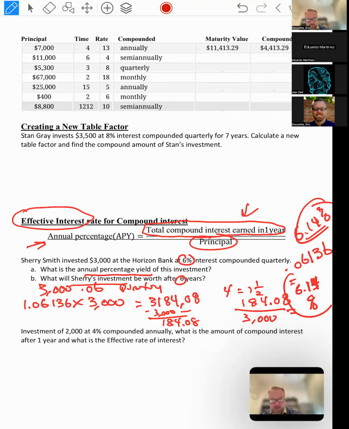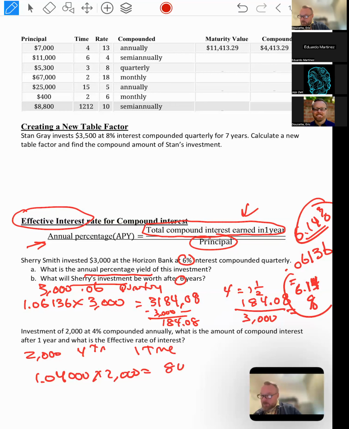By the way, this looks like a question that I'm very familiar with because I think it's on both the exam and the quiz. Here's another one, $2,000 investment at 4% compounded annually. So that's going to be 1 time at 4%. It's table factor of 1.04000 times 2,000. That's going to give me the amount of interest I earned in the first year. So I earned $80 interest. It's actually 2080, but I'm just going to take the $80.